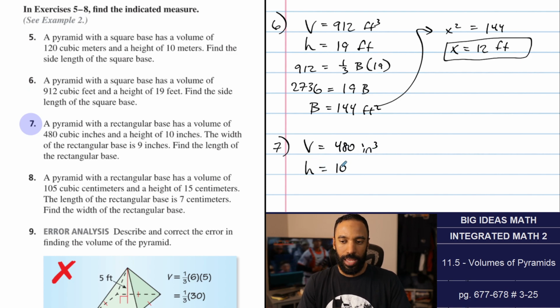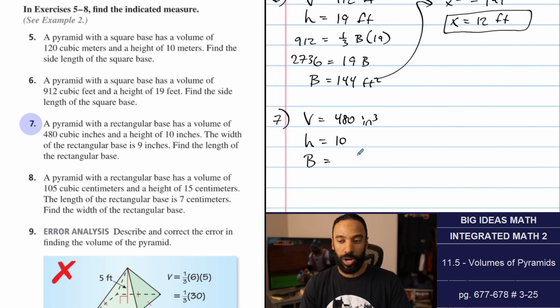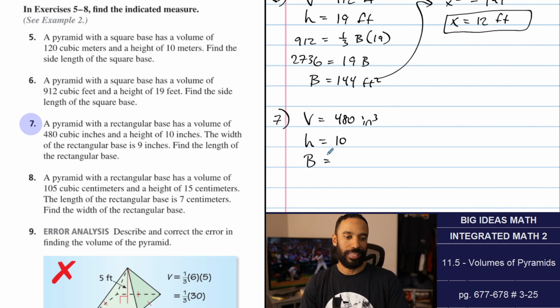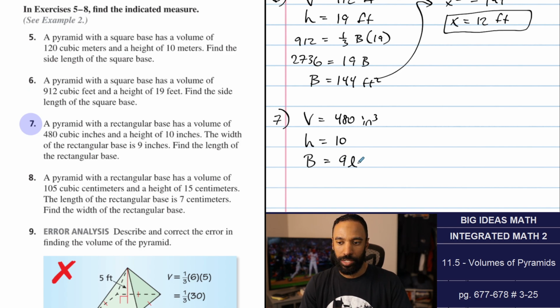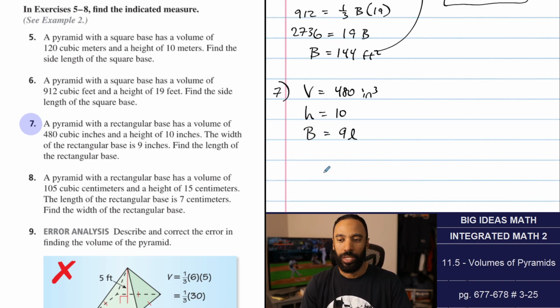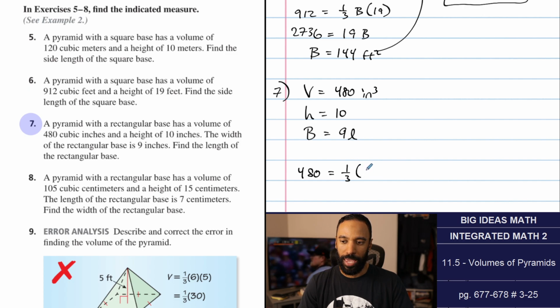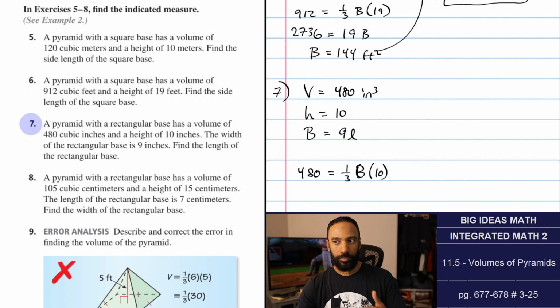Height is 10. Now, the area of the base, we know, well, we don't know, we're trying to figure out, but the area base, we do length times width, right? The width is 9. We need to find the length. So width times length, 9L, will be that setup. You can plug this into the main formula part, but I like to kind of just get B by itself first and substitute. It's your call. But the way I say this once again, volume is 1/3 area of base times height.